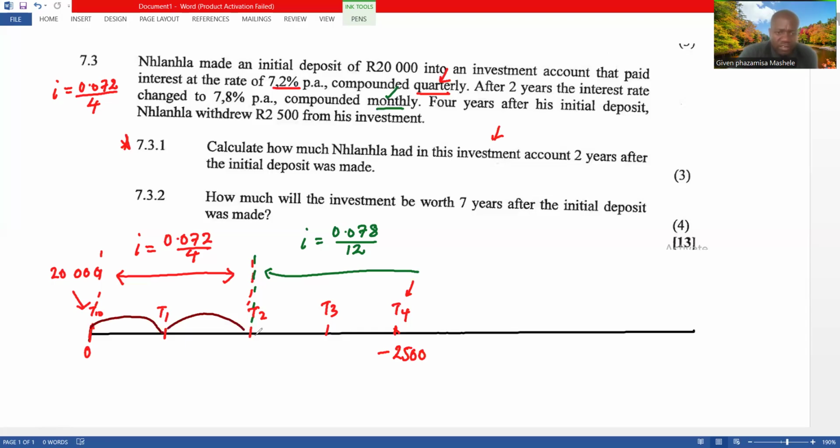After 2 years, he was still using an interest rate of 7.2% compounded monthly. So we want to get the amount at the end of 2 years. The amount at the end of 2 years.